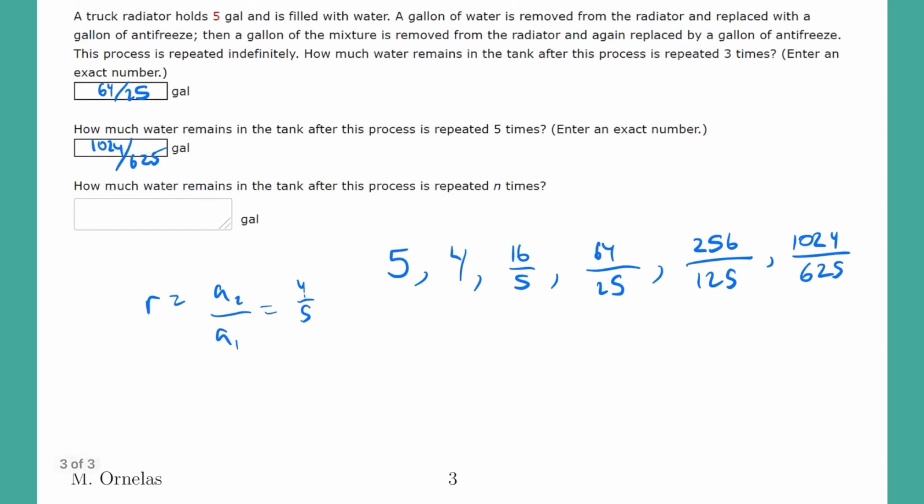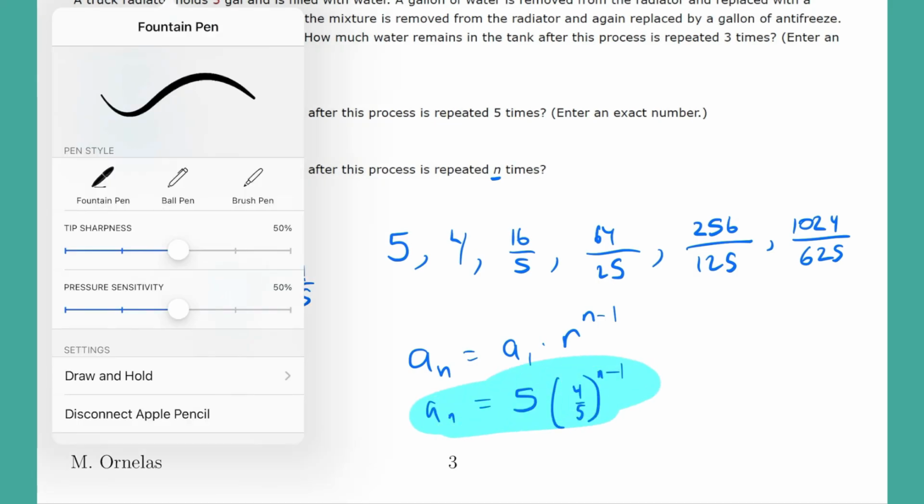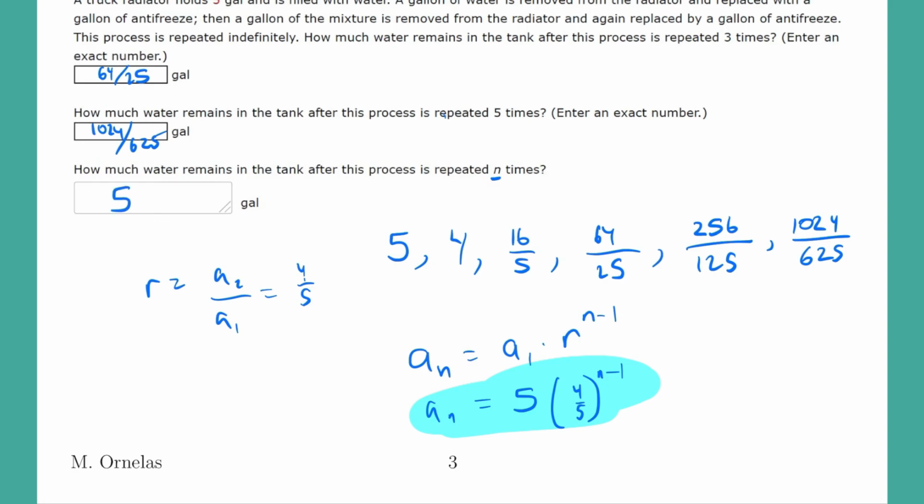How much water remains in the tank after this process is repeated n times? So n times is the general term. That would be the first term times the ratio to the n minus 1 exponent. We know the first term is 5. The common ratio is 4/5 to the n minus 1 power. So that is our final answer: 5 times 4/5 to the n minus 1. And that concludes this section.